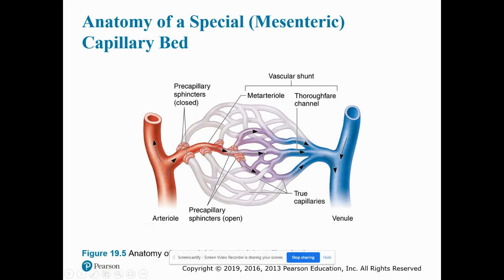So first, let's look at this. We have, this is the metarteriole, so this can literally just go right through. But in addition, we have these precapillary sphincters, these little cuffs of smooth muscle. And if these cuffs of smooth muscle clamp down, blood does not flow through the capillary bed. Instead, it bypasses the capillary bed and goes back to the venule.